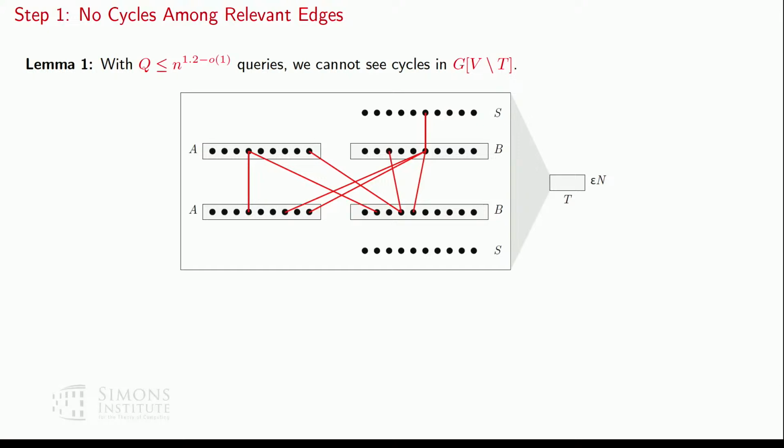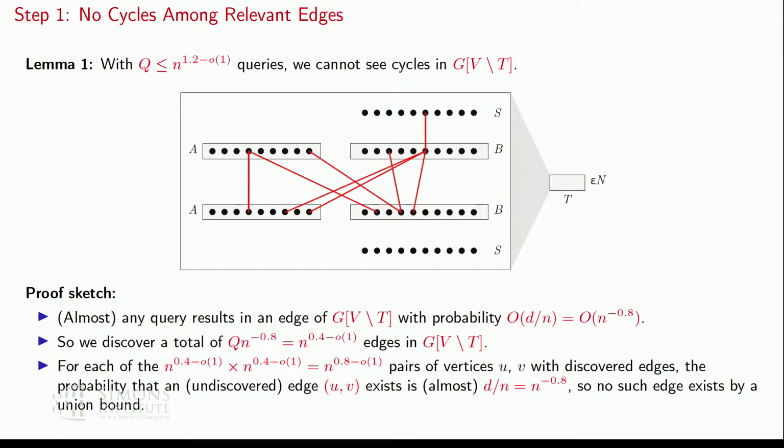Inside the core, you will see cycles, and you're going to have to handle those. And the proof of this, you can just convince yourself in 2 minutes if you think about this. Basically, any algorithm, any query results in an edge in the core with probability D over n. Most of them go to the dummy vertices. So in total, the probability of seeing an edge in the core for every query is n to the minus 0.8.